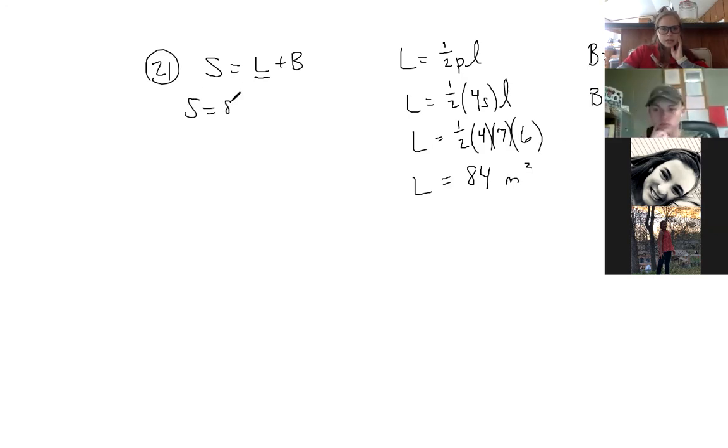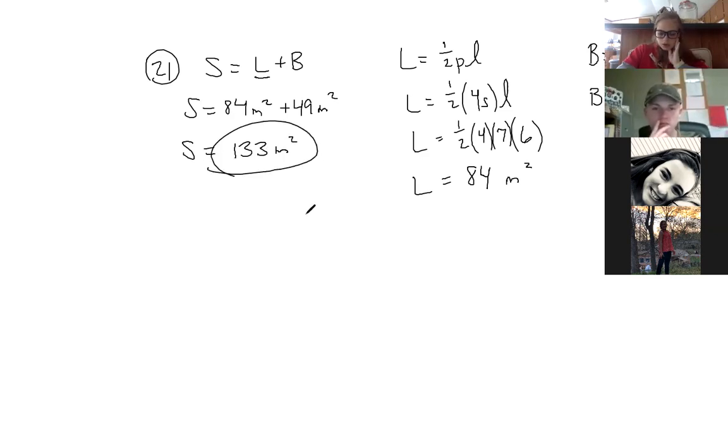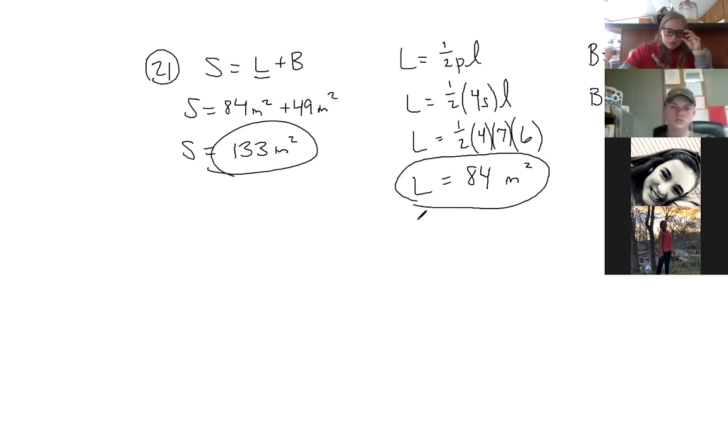Now I've got 84 square meters plus 49 square meters. My total surface area is what? 133 square meters. So it says find the lateral surface area and the surface area. So you would need both answers here. Found the lateral surface area and the surface area.